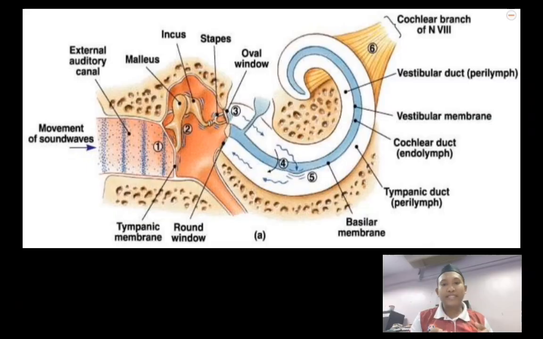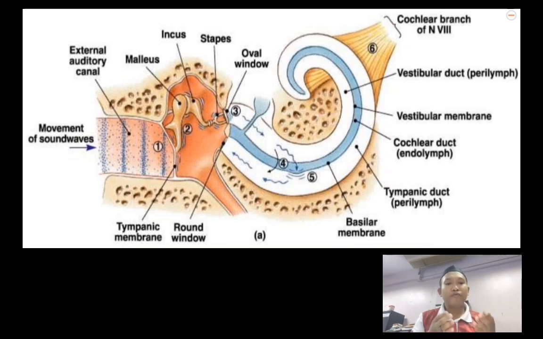I'm from degree nursing year 1, and today I'm going to explain about physiology in hearing and smelling. The first one is transmission of sound wave. Sound waves are collected by the pinna and focused into the auditory canal. The vibration passes down the canal and strikes the tympanic membrane.